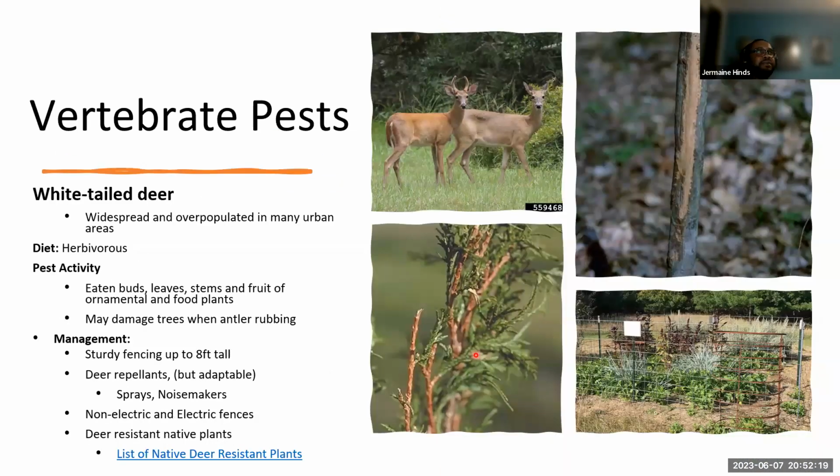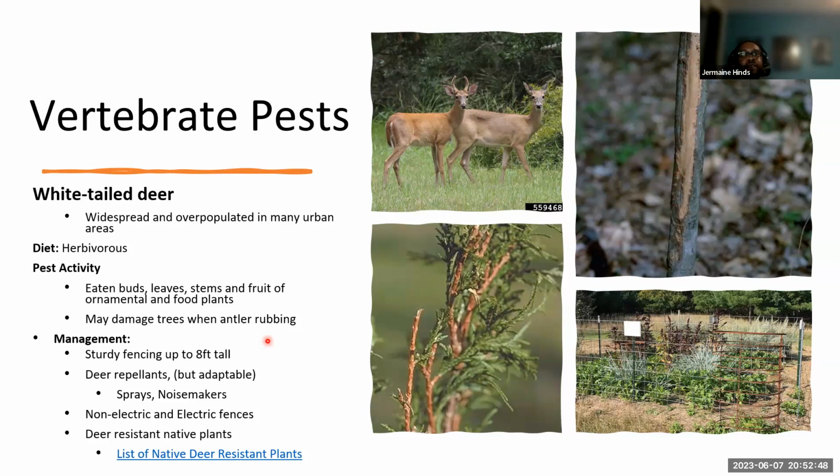And then I believe the last ones are deer, large vertebrate pests. They're widespread and overpopulated in many urban areas. They're herbivorous. They tend to eat buds, leaves, stems, and fruits of ornamental plants and food plants. Adults may damage trees with their antler rubbing, so you could see the scraping away of the bark of this tree.